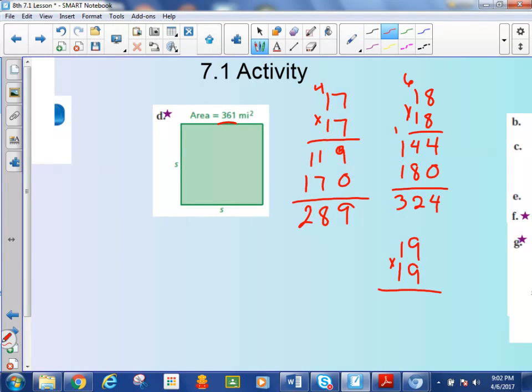And yes, you could use your calculator. It's just that I want you to understand the process. That's why I'm showing you this longhand. So 9 times 9 is 81. 9 plus 8 is 17.